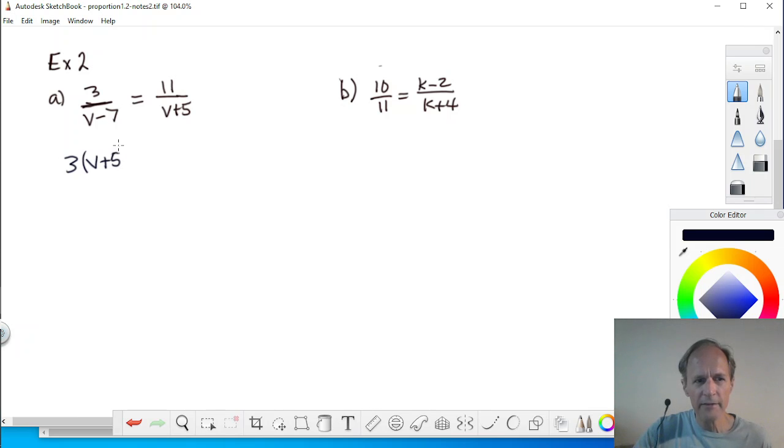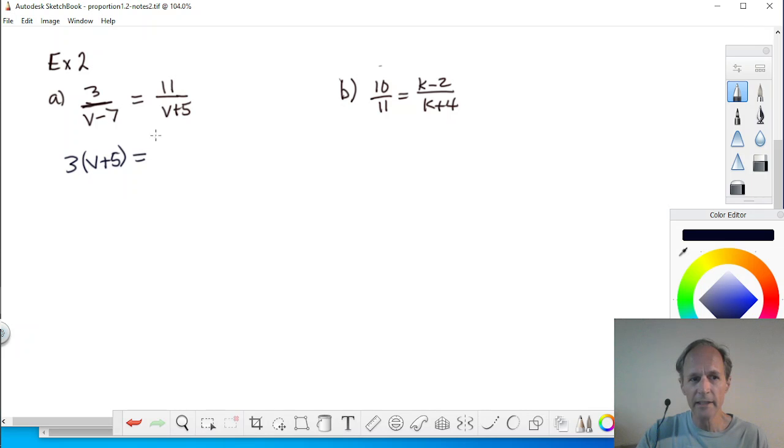V plus 5 is in parentheses. That's, of course, very important. You take the numerator of this fraction, you multiply it by the denominator of this other fraction. The denominator of this fraction is not v and it's not 5. You can't multiply the 3 by just part of it. The denominator is v plus 5. So it goes in parentheses, the 3 is multiplied by it.